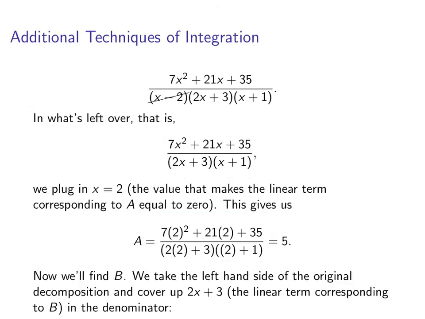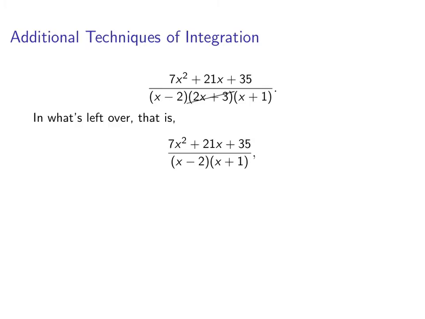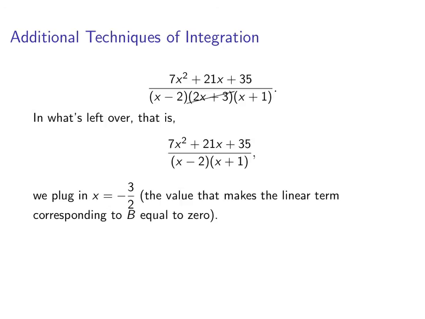Okay, let's try to solve for b. We take the left-hand side of the original decomposition and cover up 2x plus 3. That's what we're doing. We're covering up the 2x plus 3 here. Let's cover it up. Gone. Now we take the leftover portion, which looks like this, whatever's left over after having covered that up. And now, what are we going to plug in? We're going to plug in x equals negative 3 halves.